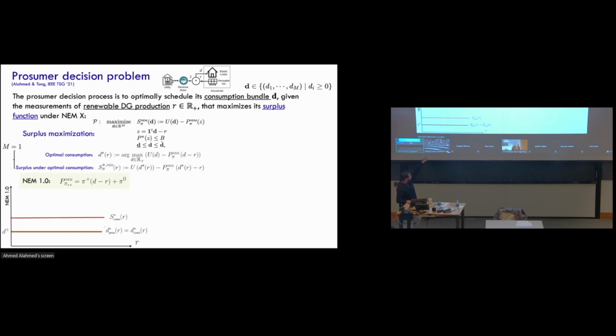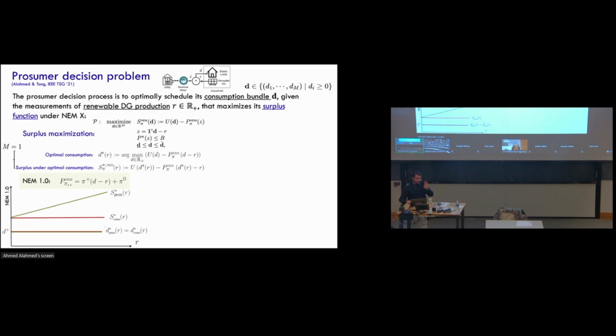Here is the plot of the surplus. If you are a consumer, obviously you don't have solar, so it's just a straight line. If you are a prosumer, then your surplus increases linearly with the renewable generation at a rate of pi plus, or the retail rate. So this is the case under net metering 1.0.